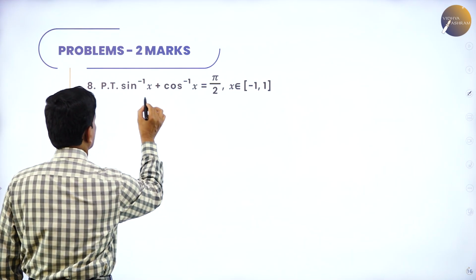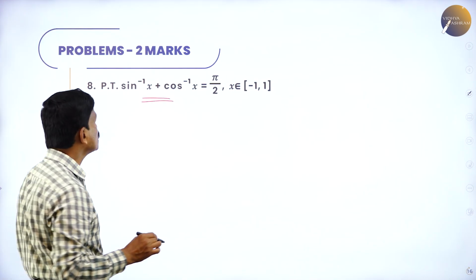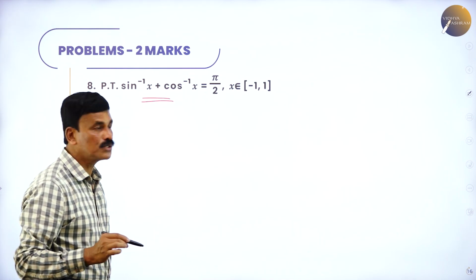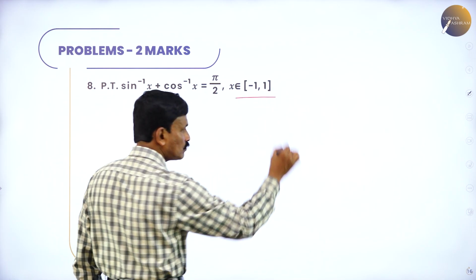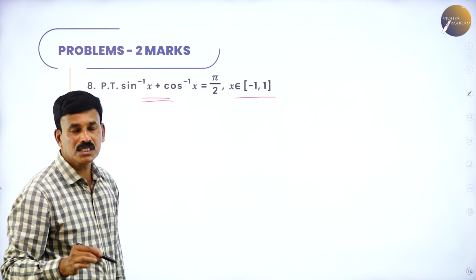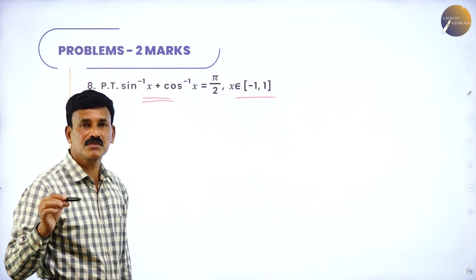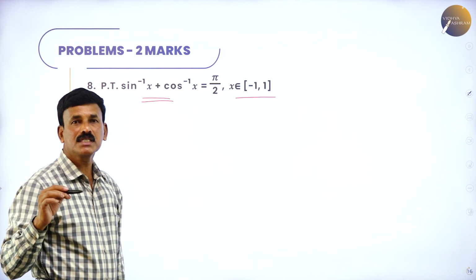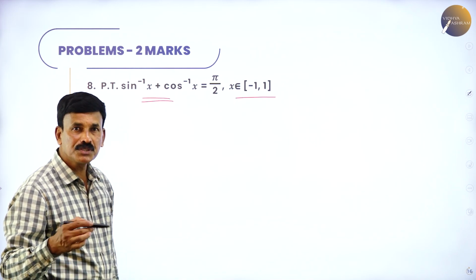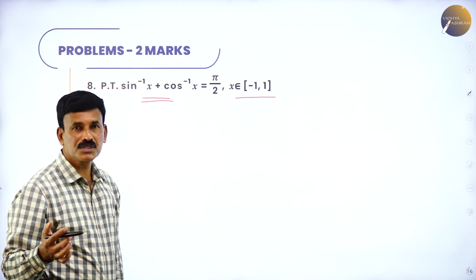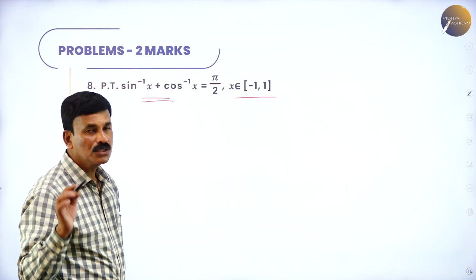Let us move on to this problem. What is to prove? Prove that sin inverse x plus cos inverse of x is equal to pi by 2, where x belongs to the closed interval minus 1 comma 1. These are all properties. Sin inverse x plus cos inverse x is pi by 2. Tan inverse x plus cot inverse x is equal to pi by 2. Similarly, secant inverse x plus cosecant inverse x is also pi by 2. You might have been studying.